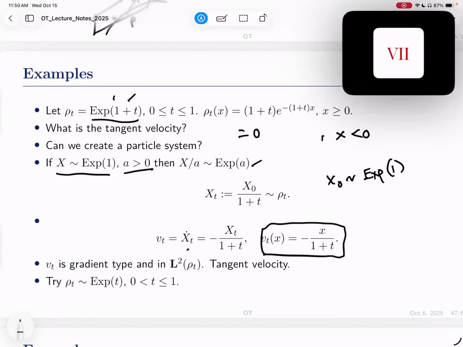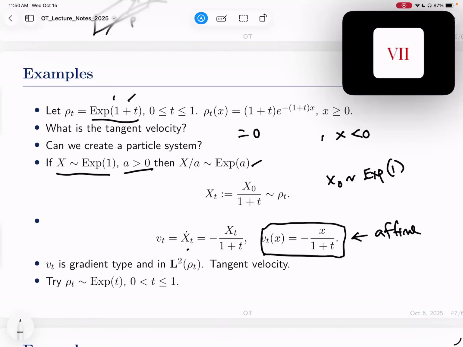Clear? Is this of the gradient type? You bet it is, because this is an affine function. And so, of course, this is of the gradient type. So it's in the tangent space.